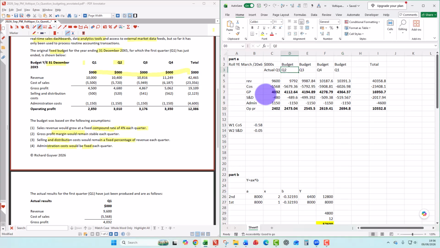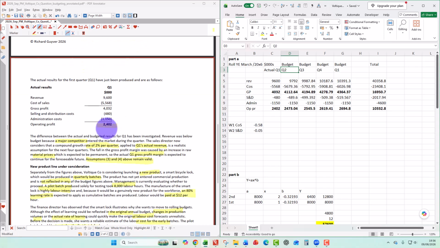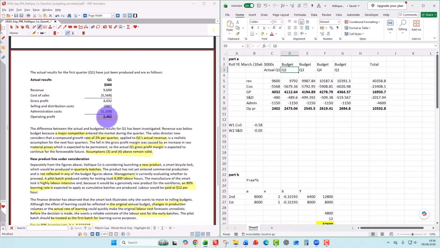No, those assumptions are triggered immediately, and hopefully when you read this bit, you would see the sales director now considers compound growth of 2% per quarter applied to Q1's actual revenue. So the question has also helped us out there. If it didn't have that, I would assume that anyway. Let me read them. There's a few more that I've got to go through.